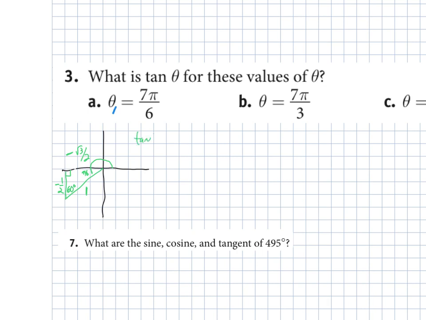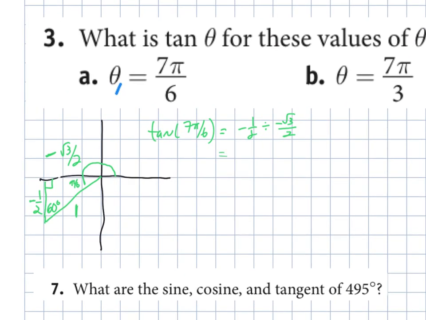So therefore, the tangent of 7 pi over 6 is equal to the sine divided by the cosine. So negative 1/2 divided by negative root 3 over 2. And so as I start to get down to simplifying these, that becomes negative 1/2 times negative 2 over root 3. And so as I look at those, the 2 divided by the 2 is going to divide to 1. Negative times negative is positive, so I wind up with 1 over root 3.